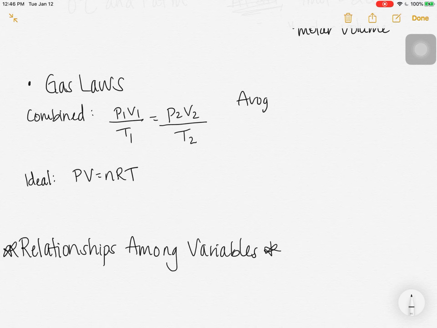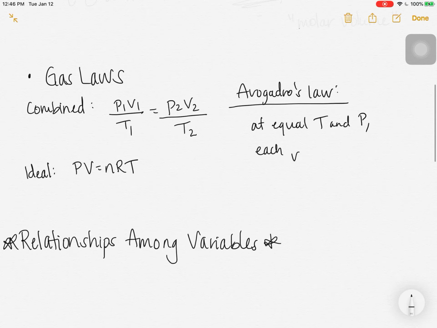We also have Avogadro's law, which has no formula, but it says that at equal temperature and pressure, equal volumes of gases contain equal molecules. That's where the whole balloon discussion comes into play, where I would draw the balloons and we would talk about which balloon is heavier, which I will do in a minute. But that's the law that doesn't have a formula, so to speak.